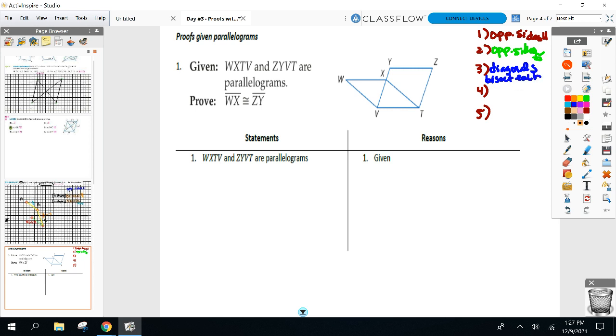And I'll make it this easy on everybody. If the diagram doesn't have diagonals, you're not going to use that property. Some of these diagrams that we're going to do in the proofs, the parallelograms don't even contain a diagonal. So don't even worry about it.